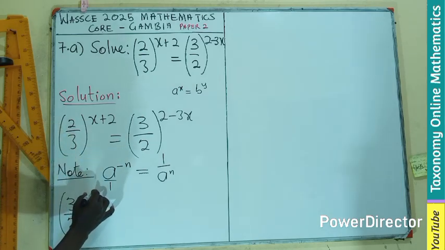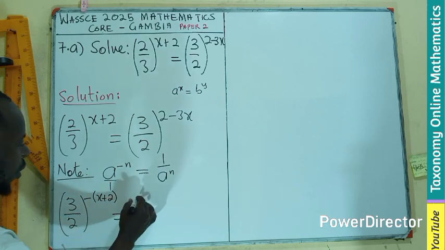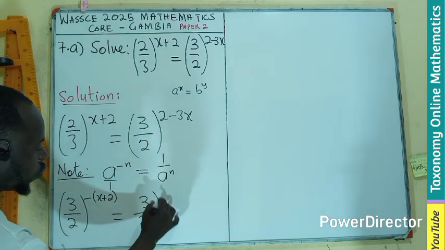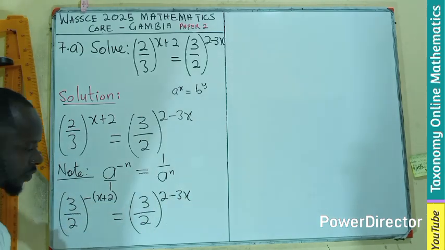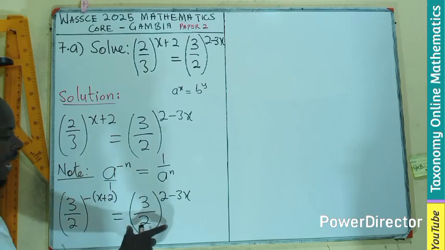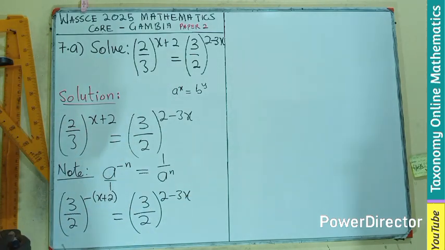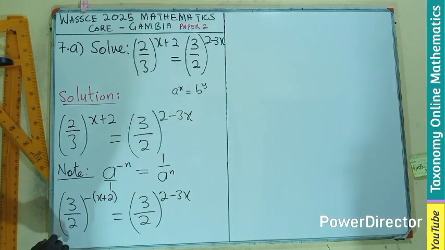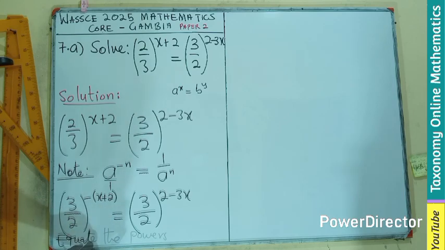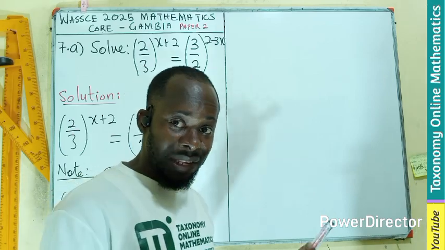And that power 1 will be multiplying x plus 2, equals (3/2)^(2−3x). Don't forget, this can be applied to the right also in order to make it look like the left. In that case, I now have equal bases. If the bases are the same, we equate the powers. Simply put, we take the exponents ignoring the bases since they are the same.